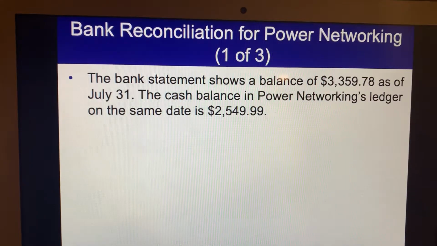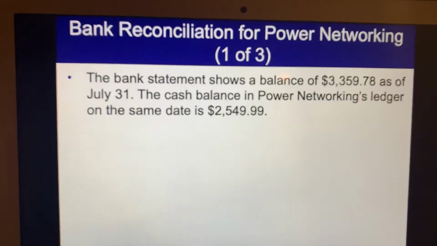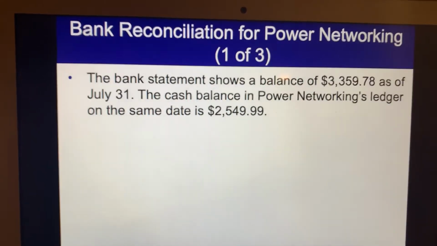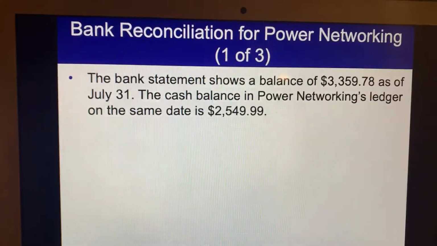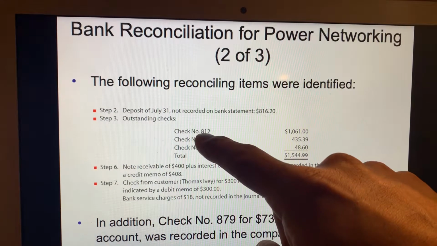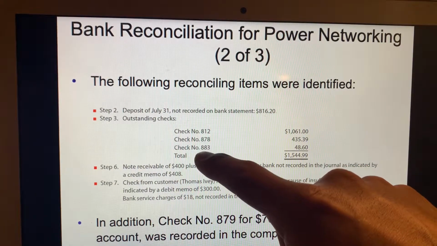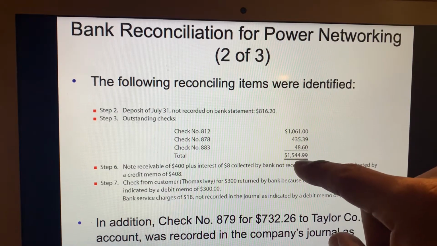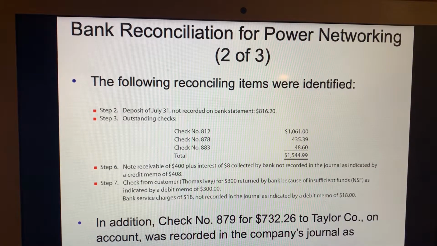Okay. The bank statement shows a balance of $3,359.78 as of July 31. The cash balance in Power Network's ledger on the same date is $2,549.99. So here's what it will look like. The following reconciling items were identified. Check number 812, check number 878, check number 883. Add those up, put those on there, total $1,544.99.